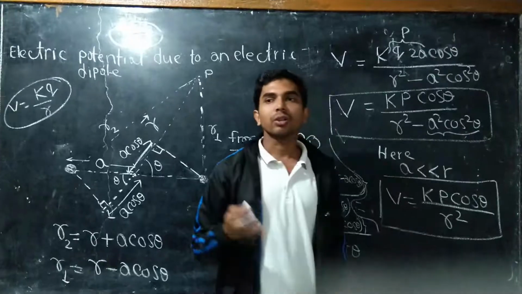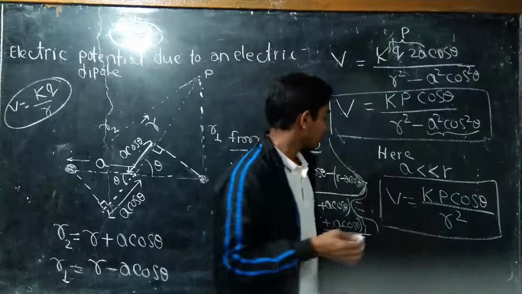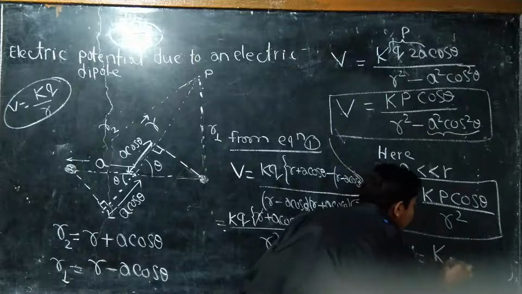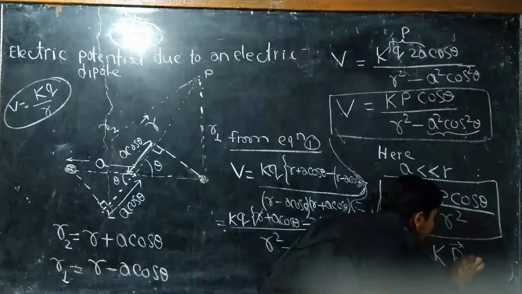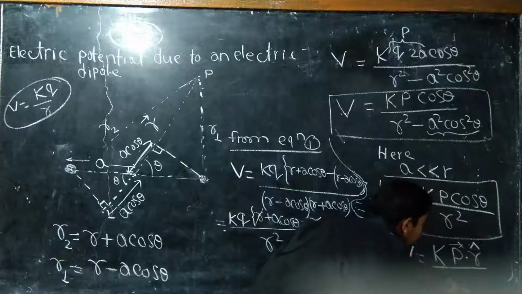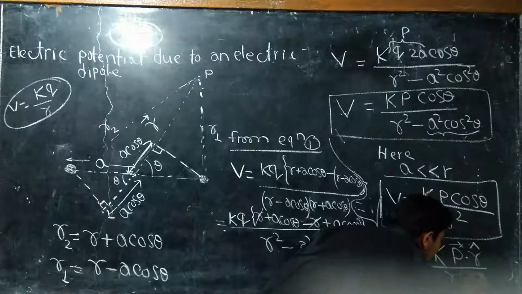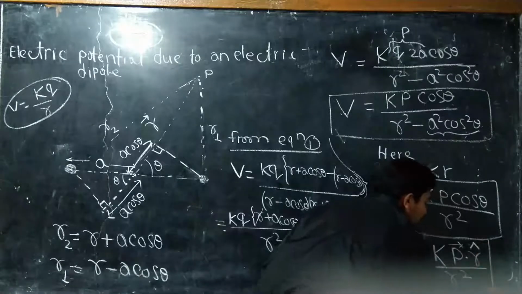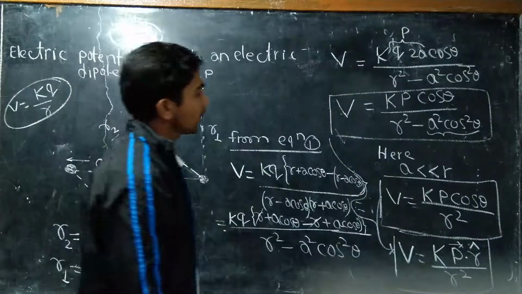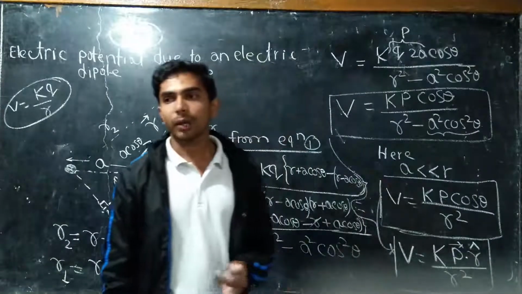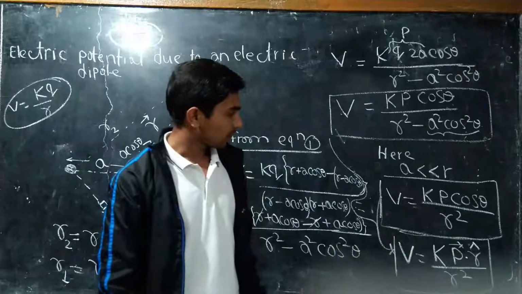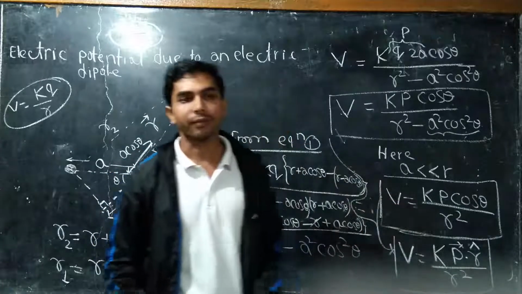Sometimes this formula is also written in vector form. If you write in vector form, you can write it like this: K p vector dot R unit vector, the unit vector along R, divided by R square. So this way you are able to remember it. This is your formula to calculate potential due to an electric dipole. Just try to remember this formula, and if a question comes, then try to calculate the answer, okay?